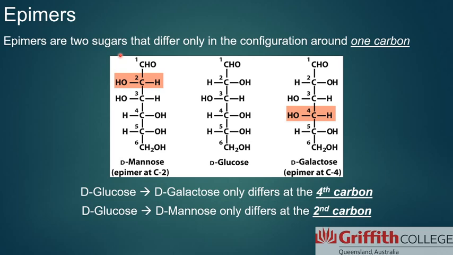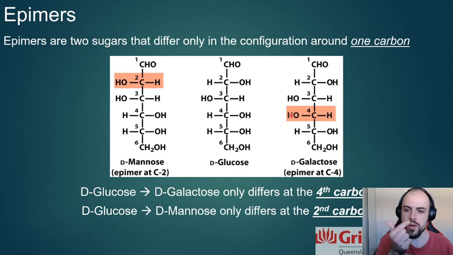So for instance, if we've got glucose, which is our main sugar that we're going to be referring to, if we compare glucose and galactose, we can see we've got our aldehyde group at the top, then the hydroxyl group is pointing to the right, to the left, to the right, but here it's on the left. It's changing at the fourth carbon. It's basically just flipped. It's rotated around. And then carbon 5 and carbon 6 are identical. So what you can say is that galactose is a C4 epimer of glucose.